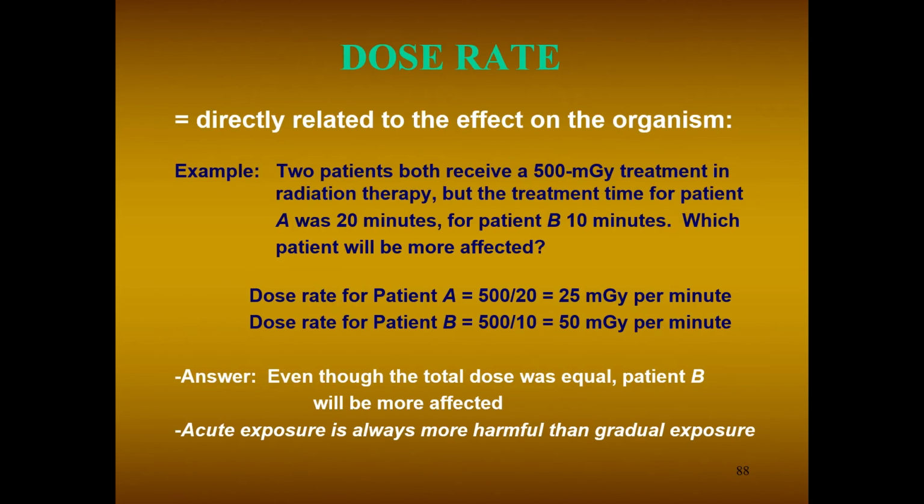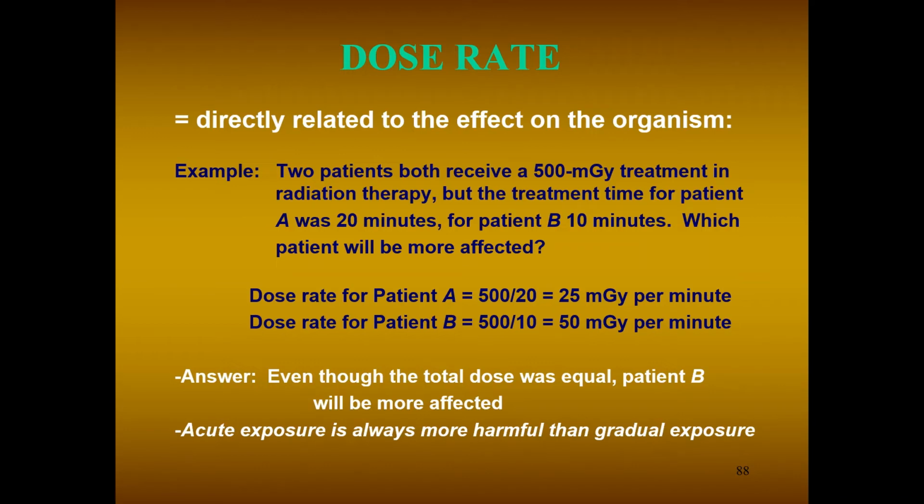Next up is dose rate. We'll use dose rate to get an idea for the fact that radiation is always administered over some unit of time. So we always have to consider time when we consider radiation doses, and the time over which a radiation dose is given has a big effect on the dose rate, how much radiation per unit of time. And the dose rate is directly related to the effects on the organism.